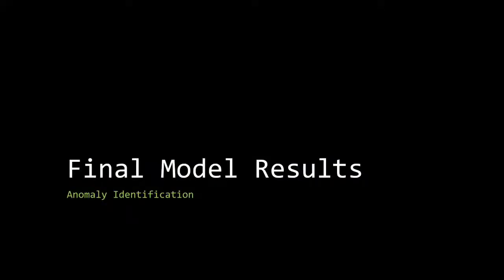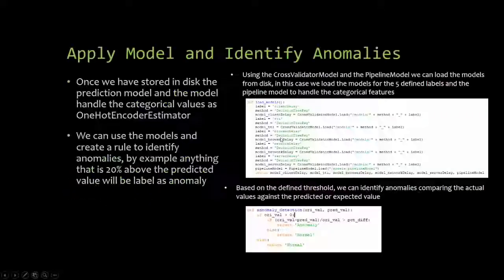Final model results, anomaly identification. Once we have stored the prediction models and the model to handle the categorical values as one-hot encoder estimator, we can use the model and create rules to identify anomalies. For example, anything that is 20% above the predicted value will be labeled as an anomaly. Using the cross-validator model and the Python model, we can load the model from disk.